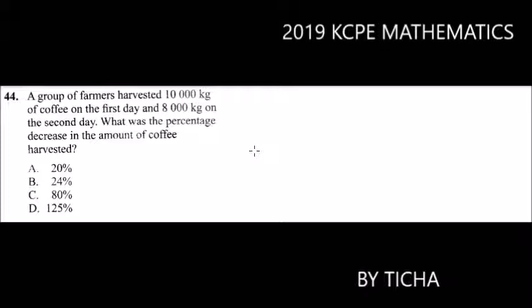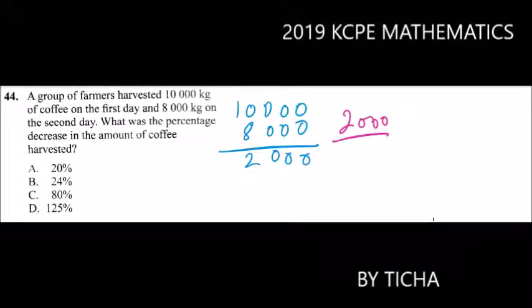on the second day. What was the percentage decrease in the amount of coffee harvested? So the first day they harvested 10,000. The second day they harvested 8,000. It means they harvested 2,000 kg less on the second day. So the percentage decrease will be 2,000. You divide by the amount of coffee harvested on the first day, that is 10,000, and you convert that to percentage.